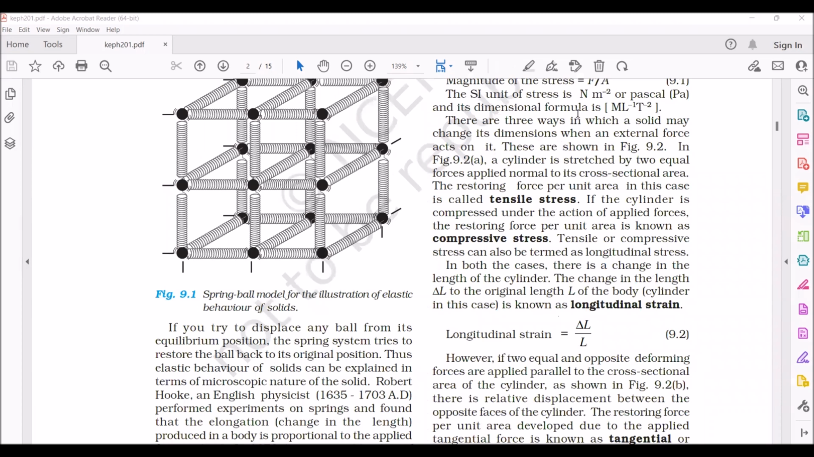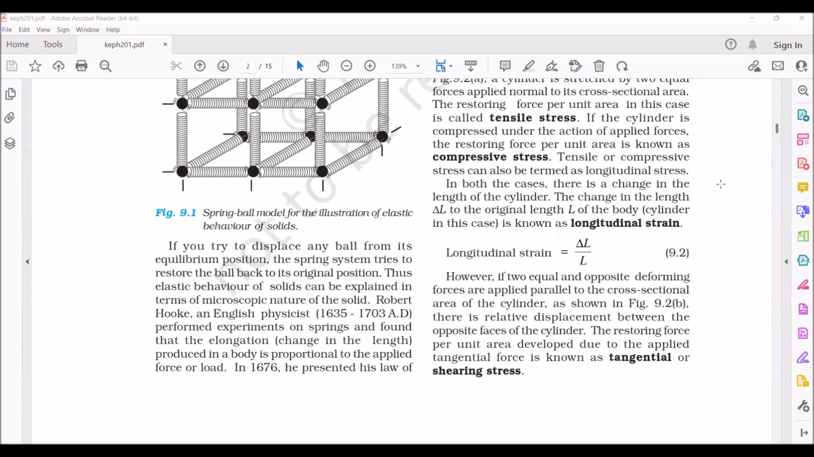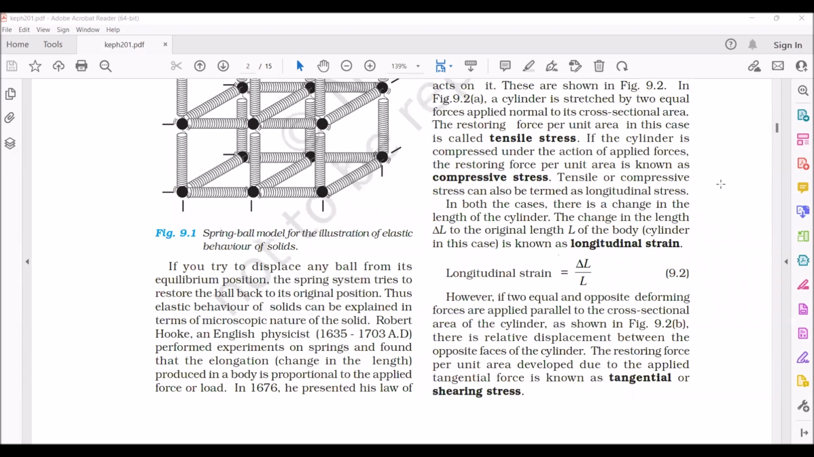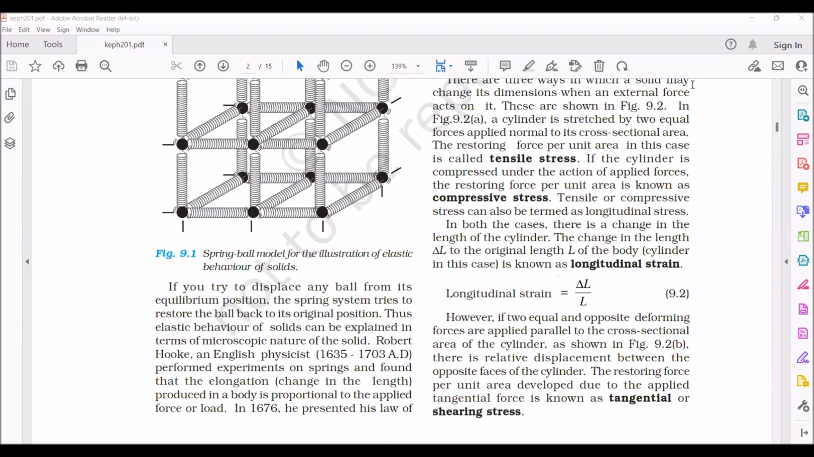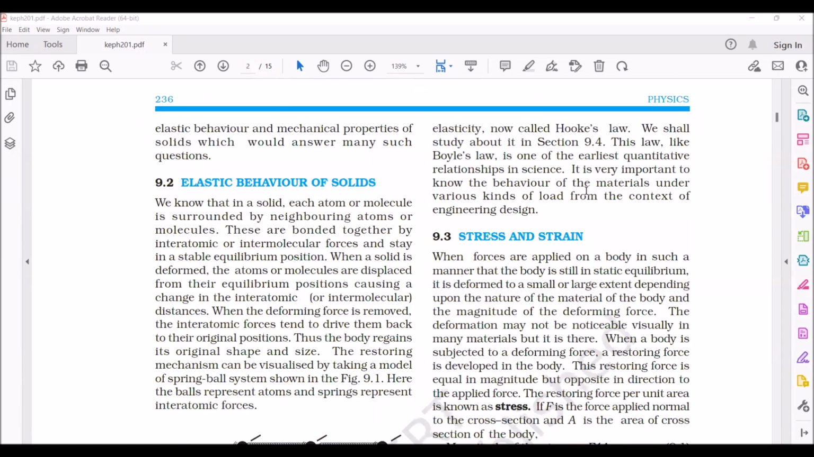This was explained by Robert Hooke, an English physicist. He did many experiments on springs. In 1676, he explained his famous Hooke's law. In that he mentioned, when we apply a force on a spring, the length of the spring changes. The more force we apply, the more the length changes. He mentioned it is elongating. So the elongation of the spring is directly proportional to the force we apply. This is called Hooke's law. After his name, Robert Hooke, we call that law Hooke's law.